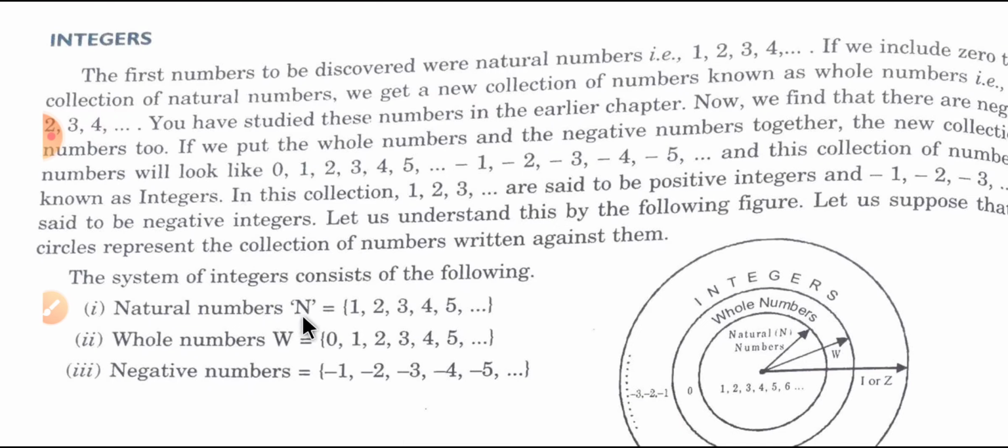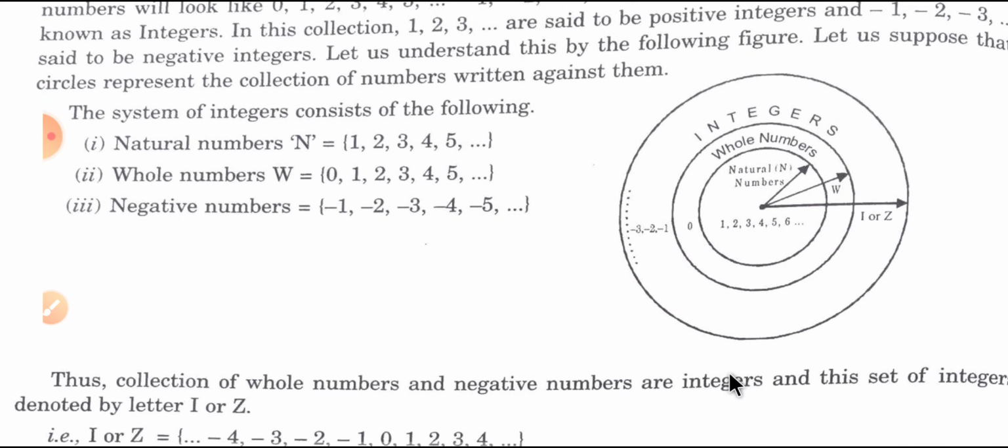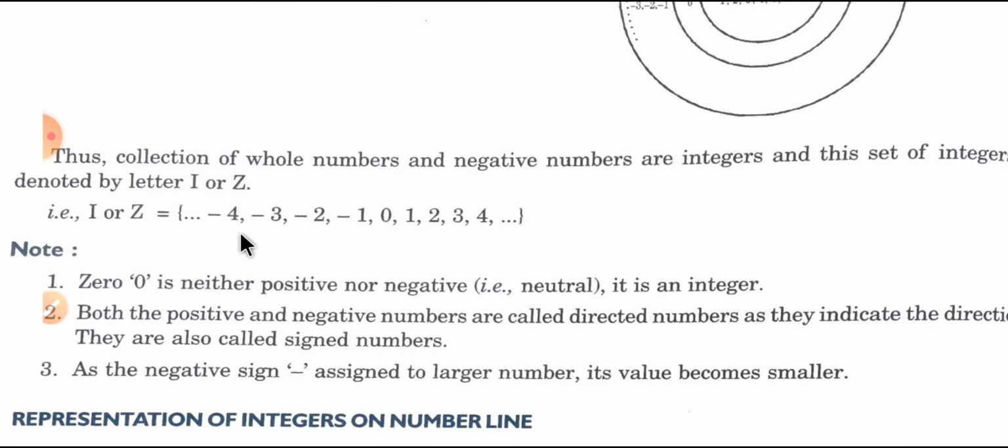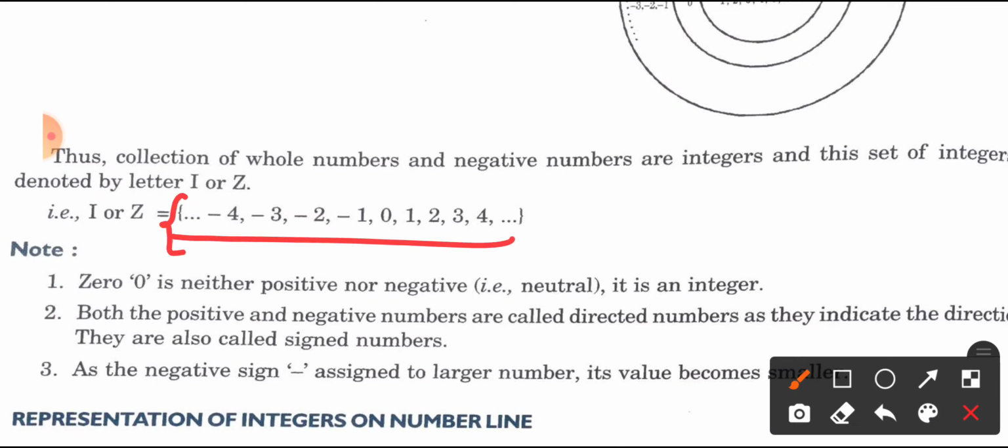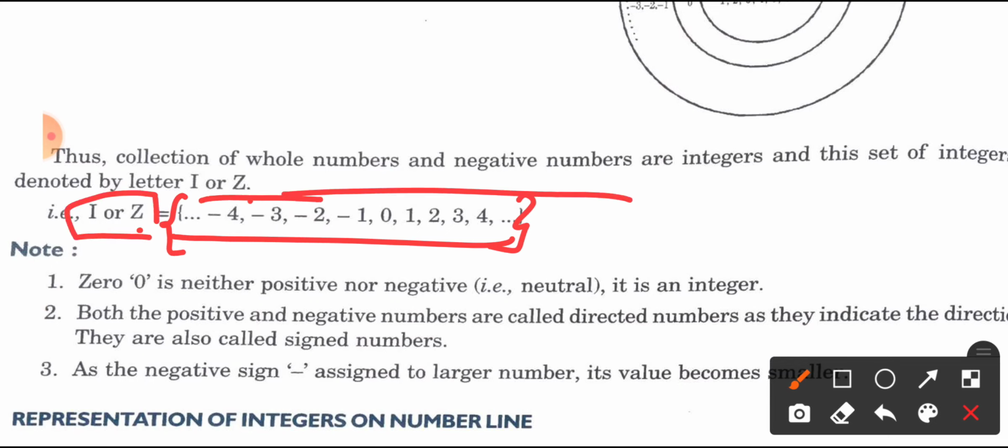So you can see natural numbers are denoted by N, whole numbers will be denoted by W, and it is the set of negative numbers, minus 1, minus 2, minus 3, together with positive numbers. Or we can represent the set of integers. Set means this is a collection. This one is known as the set of integers, so we will denote it by I or Z, which includes negative and positive numbers both. You can see that 0 is neither positive nor negative, and it is also an integer.